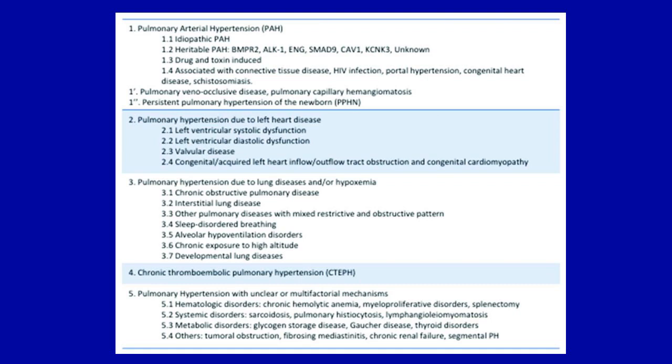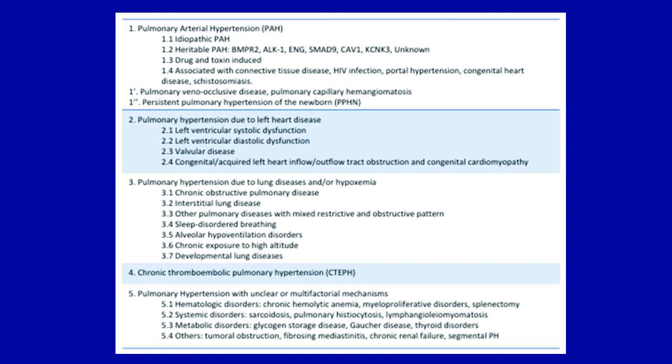The schema is listed here, where you see there are basically 5 groups with pulmonary arterial hypertension being Group 1. Group 2 is pulmonary hypertension due to left heart disease. Group 3 is pulmonary hypertension due to lung dysfunction and/or hypoxemia. Group 4 is chronic thromboembolic pulmonary hypertension. And Group 5 is a general wastebasket category where things that just don't fit neatly into any of the first categories are placed.